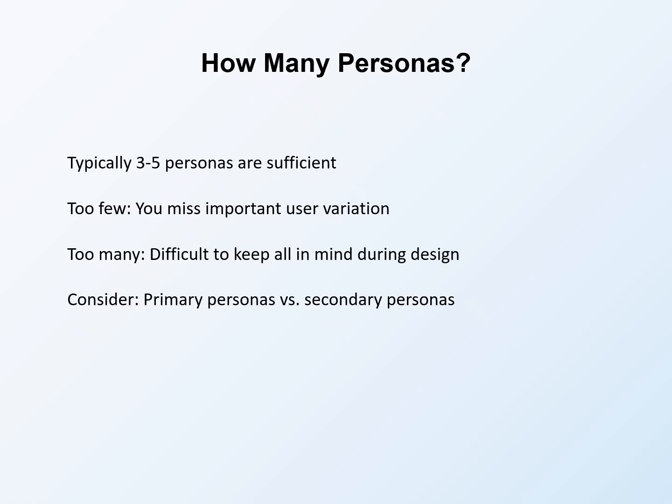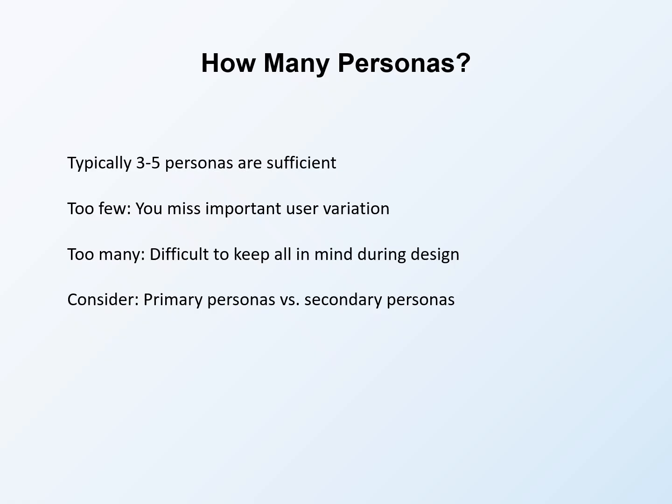A common question: how many personas should you create? Typically, 3 to 5 personas are sufficient for most projects. If you have too few personas, you miss important variation in your user population. You might design only for the easiest users, while harder to reach populations are ignored. If you have too many personas, it becomes difficult to keep all of them in mind during design. The tool loses its usefulness.